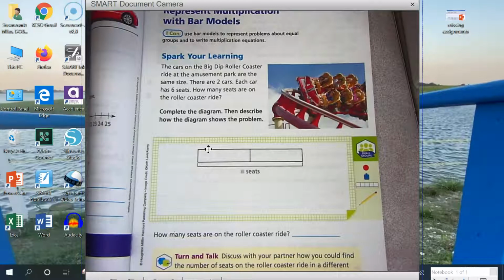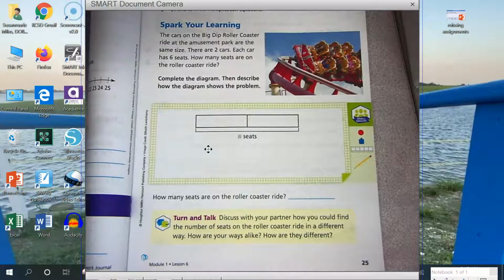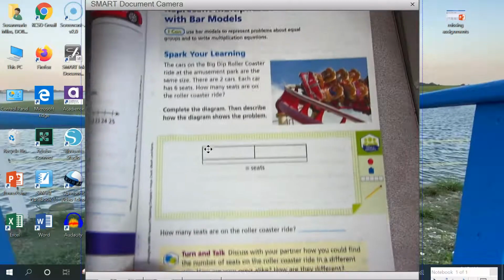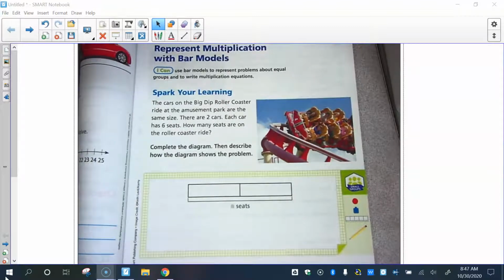If you don't have it right now, pause this video and go get it because you're going to follow along with me. So page 25. Great job. All right, so let's go ahead and get started. I'm going to zoom in on our problem. So let's look at the spark you're learning.